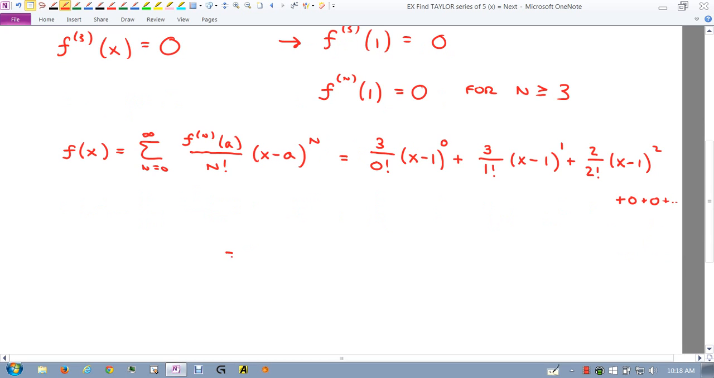And so we get, what's this first one here? x minus 1 to the 0 is 1. 0 factorial is 1. So that's just 3, isn't it? Okay, this one right here, x minus 1 to the 1 is x minus 1, but then there's a 3 out in front of that. So this is plus 3 times x minus 1. And then finally, here, x minus 1 squared, but then in front, 2 over 2 factorial is just 1, isn't it? So this is plus x minus 1 squared. Yes?